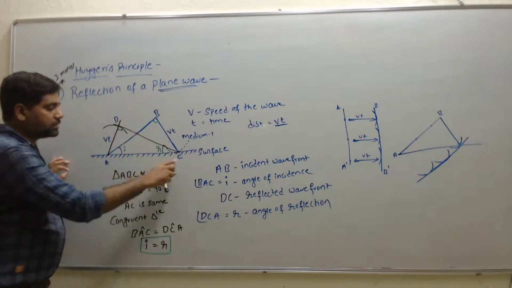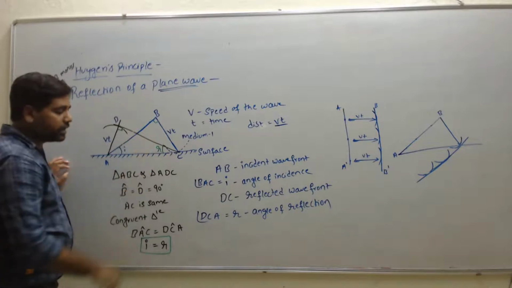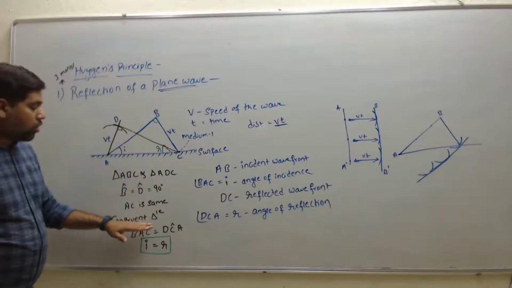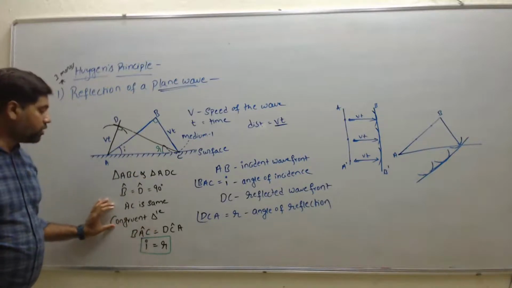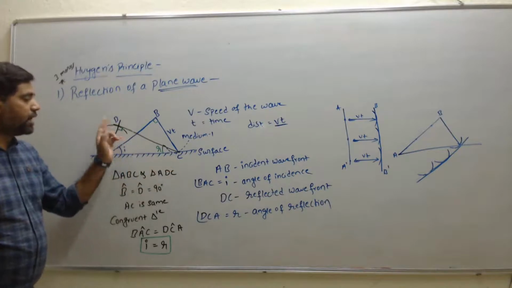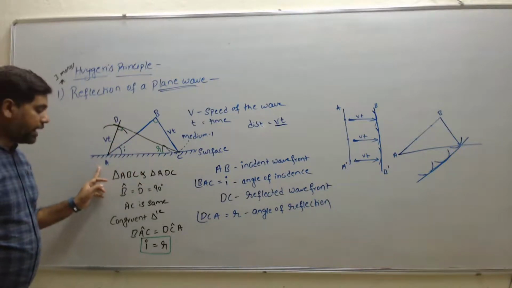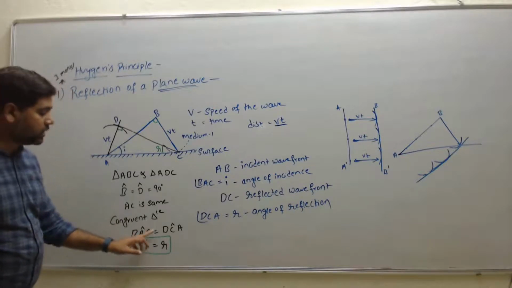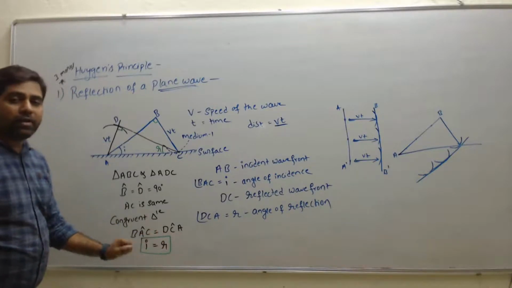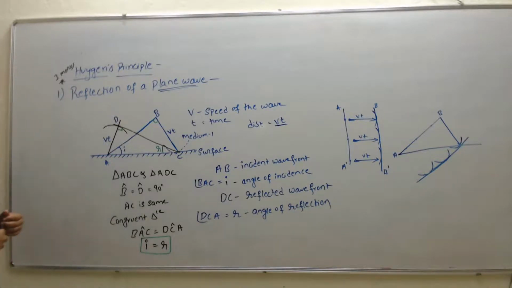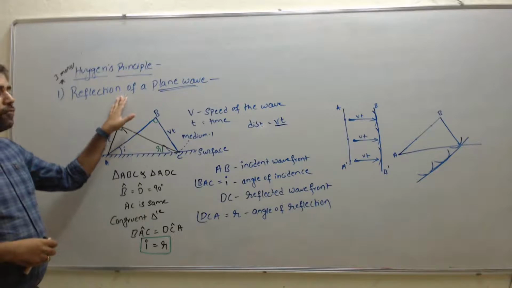Next, the base AC is the same for the two triangles, hence we say that these two triangles are congruent. From the congruent triangles, we can say angle BAC is equal to angle DCA. Hence, we know BAC is the angle of incidence and DCA is the angle of reflection. That is, i is equal to r. So this is the law of reflection.